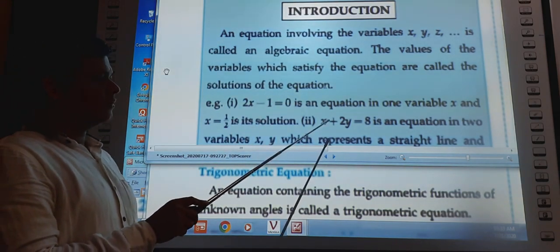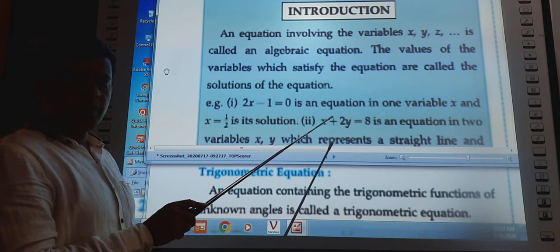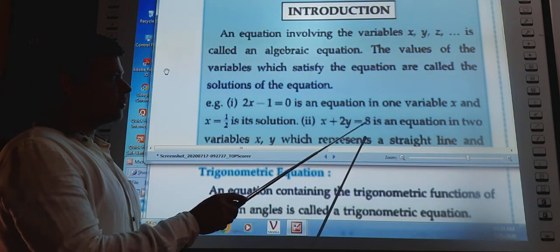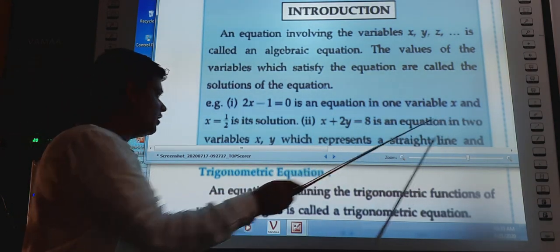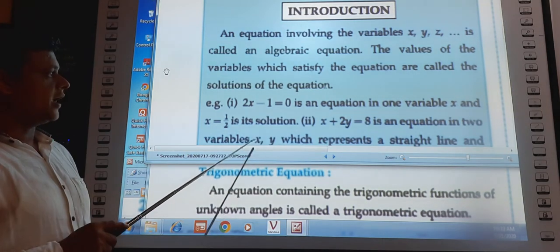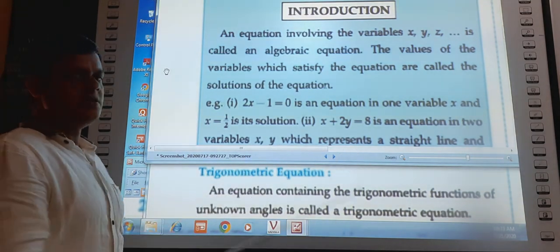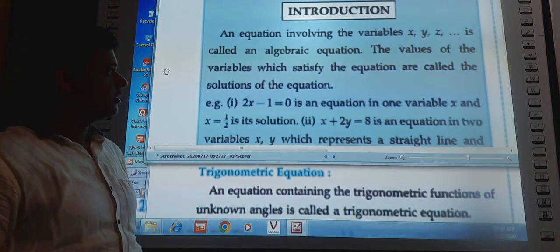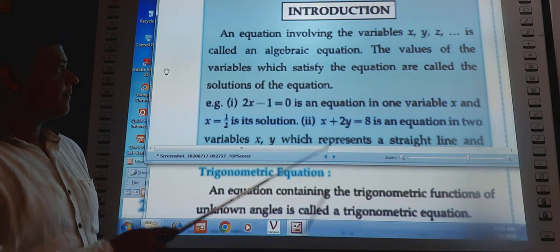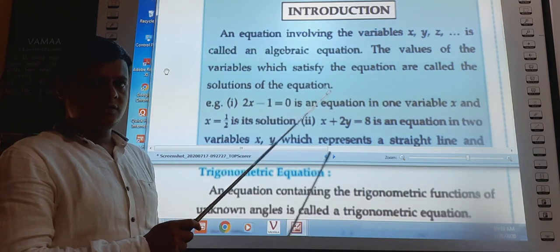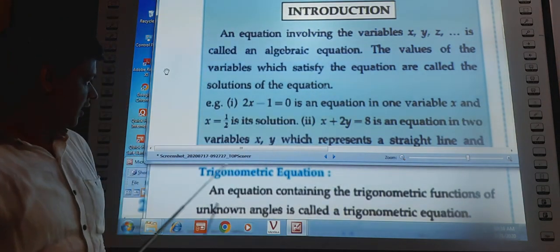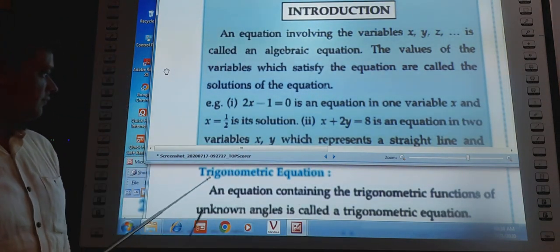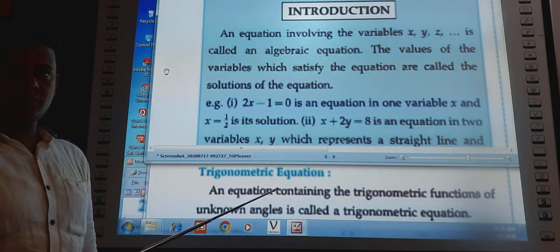You also know linear equations in two variables. x plus 2y equals to 8 is an equation in two variables, x y, which represent a straight line. You also draw graph in geometric constructions. Now we have to study trigonometric equations.